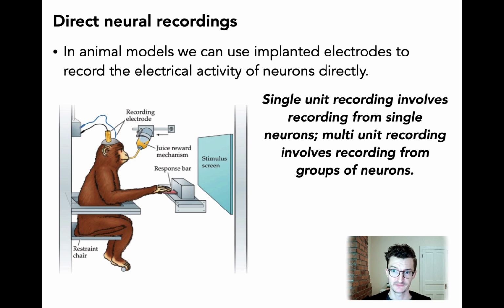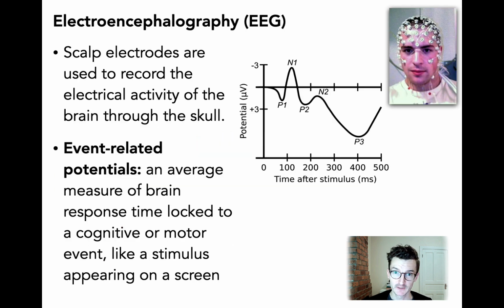In humans, in healthy human participants, the closest we can get is EEG, so electroencephalography, and we run these experiments here at Acadia. And in these studies, you have electrodes placed on your scalp, and what these electrodes do is they measure the firing of neurons through your scalp and through your skull. And you can see somebody with electrodes on their head in this image here.